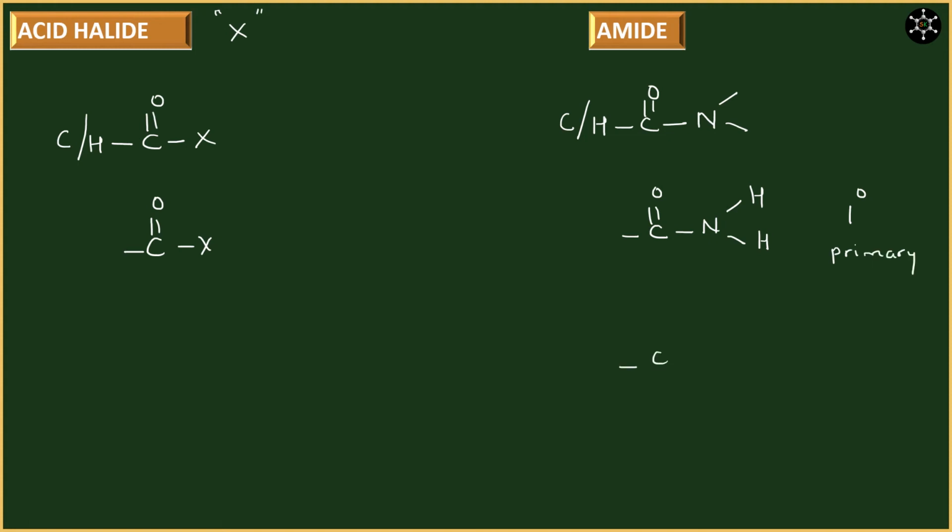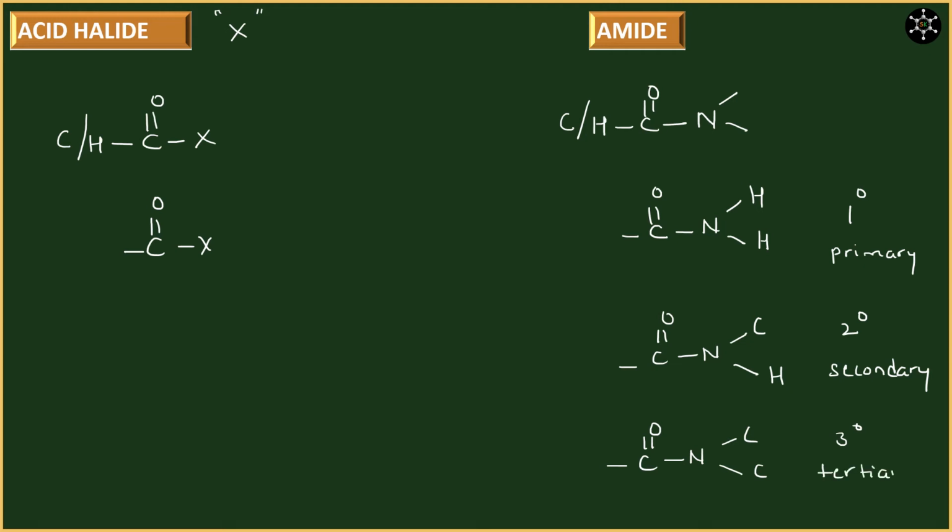If that nitrogen is connected to one carbon and another hydrogen, then we call that amide a 2nd degree amide or secondary amide. If the nitrogen is connected to 2 carbon atoms, then we call that amide a 3 degree amide or tertiary amide.